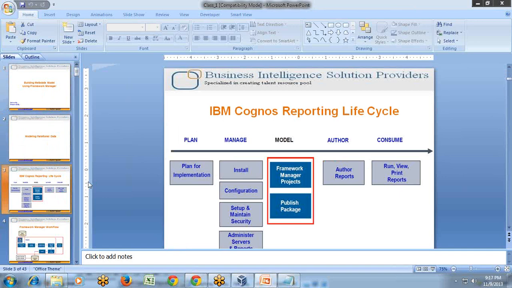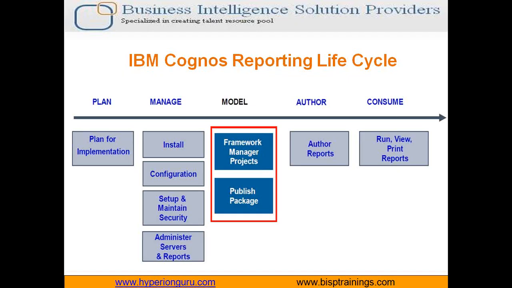So the implementation of Cognos starts with this model. The arrow towards the right shows the complete lifecycle implementation of Cognos. You see there are different components. They are ordered from left to right. So the first one is your plan.